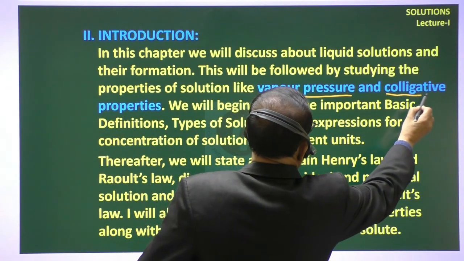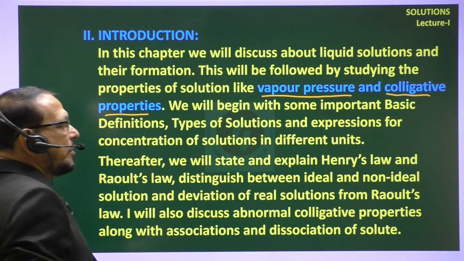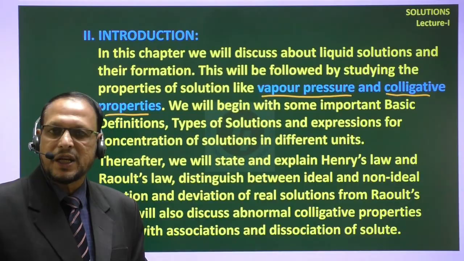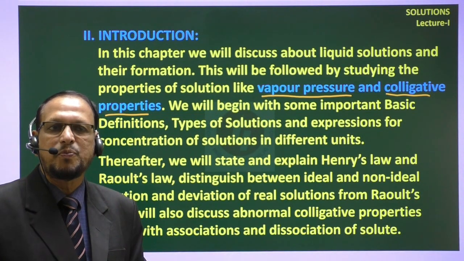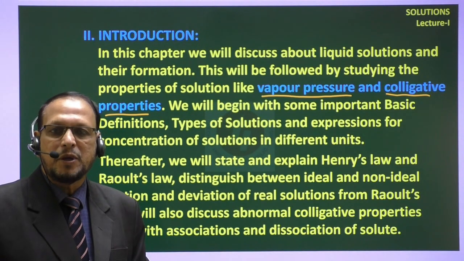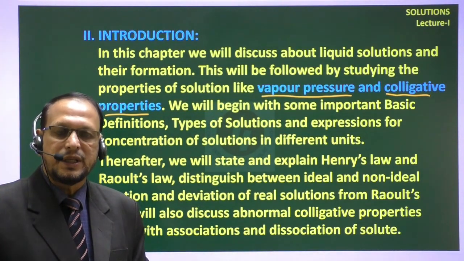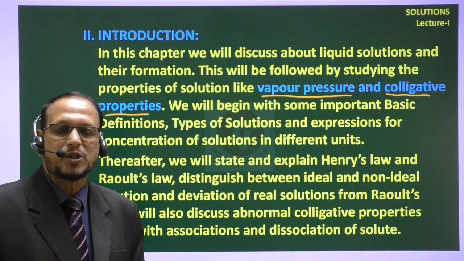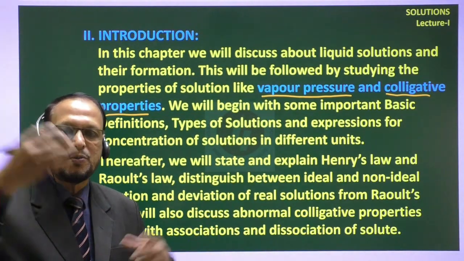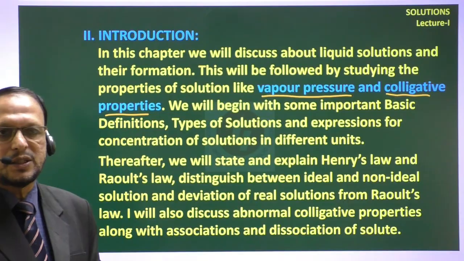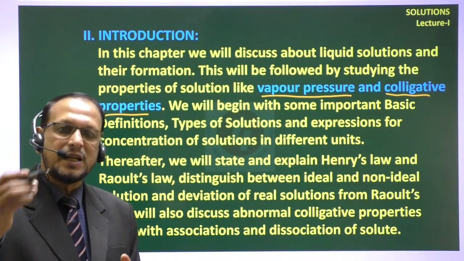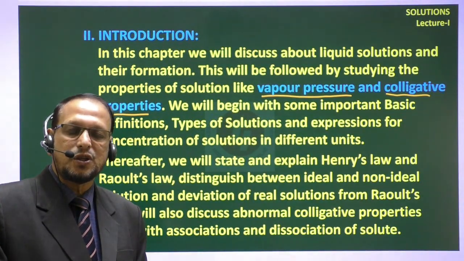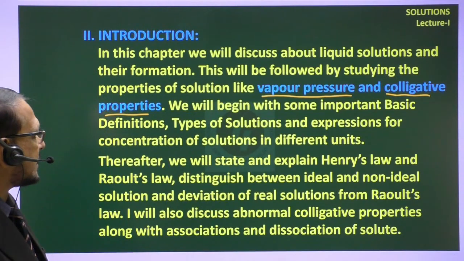Vapor pressure and colligative properties. Vapor pressure I will tell you in detail later on. So what is vapor pressure? It is the pressure exerted by the vapor when the vapor is in equilibrium with the solution in a closed container. When the container is closed, then the equilibrium is possible. If you keep any solution open, it will vaporize, it will not be in an equilibrium state. When the vapor is in equilibrium with the solution, the pressure exerted by the vapor is called the vapor pressure. We will discuss later on.